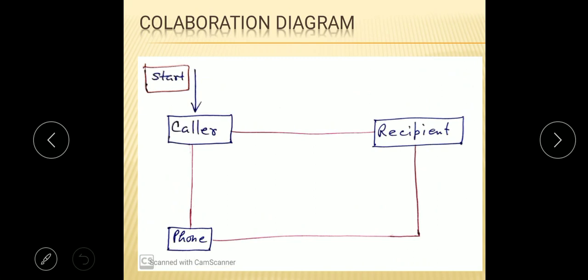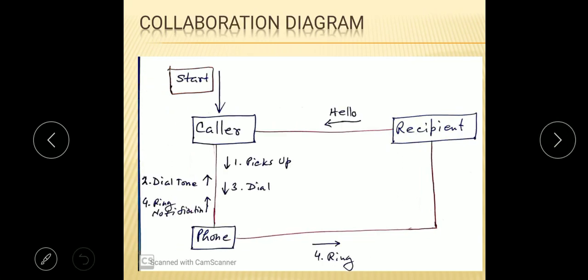So caller will start the sequence, so it is the starting point. Okay, right. Now after this we'll just give the sequence numbers here. After starting, first is picks up, then number 2 dial tone, then number 3 dial, then number 4 ring notification. It is going from phone to caller.